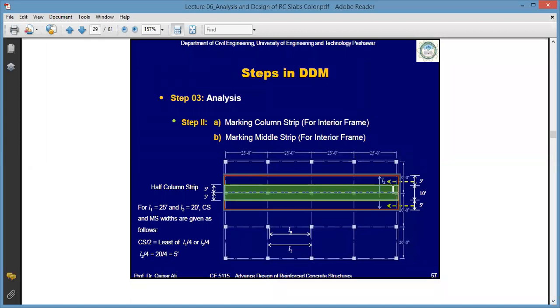So 5 will come. This 5 is on one side and 5 is on the other side. This 5 plus 5 equal to 10 will be the column strip width, equal to 10 feet. The remaining 5 here and 5 here are called the middle strip. So half of the middle strip is 5 feet, and 5 feet. Clear? Discussion. I hope it's easy. Yes, sir. Clear.